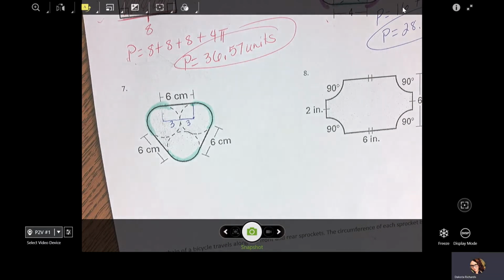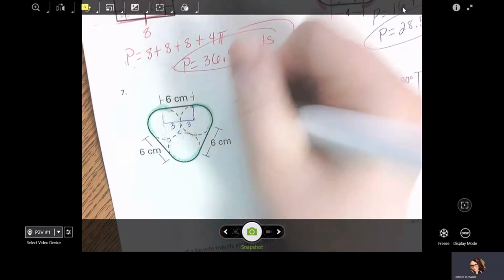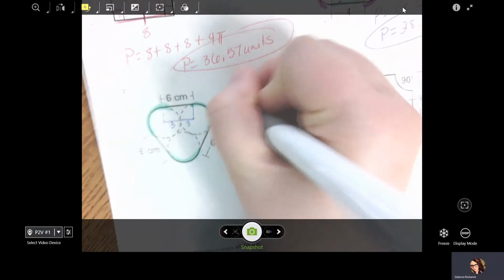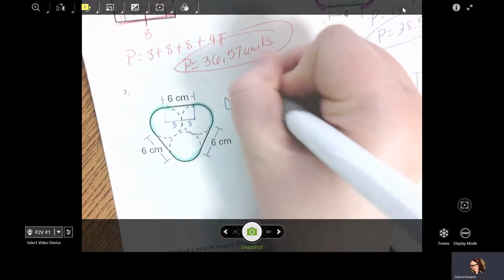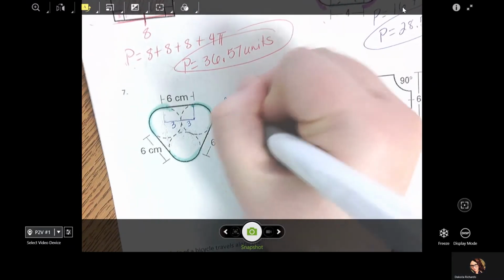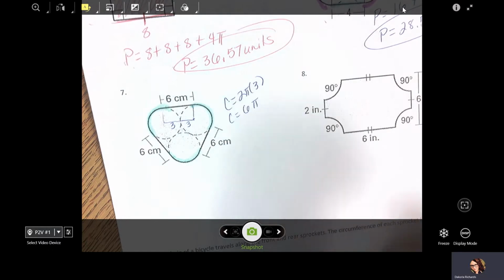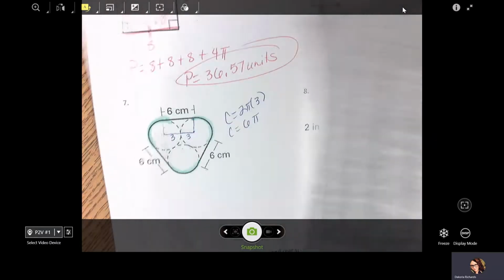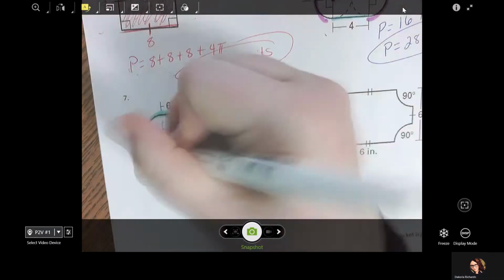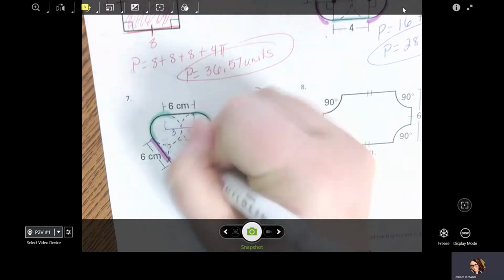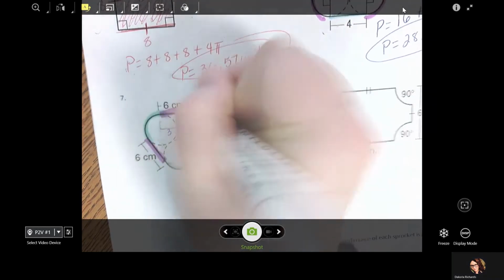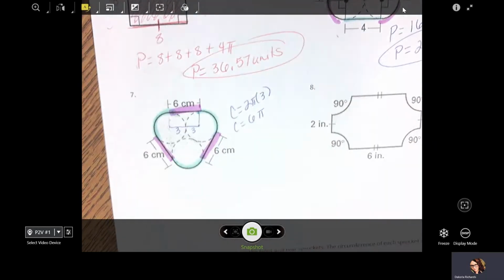Okay, so if you're trying to find the circumference of that circle, of those 3 green pieces that make a circle together, the radius is 3. So circumference is 2 pi times 3. That is just 6 pi. So after you get that, you have to account for these pieces. Those 3 added together give you 18.